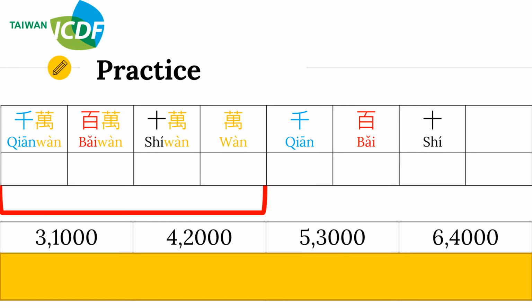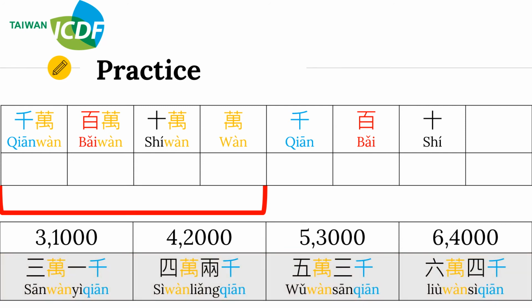Let's do some practices together. There are several numbers below. Please transcribe them into Mandarin. You could pause this video first if you need more time. The answers are 三万一千, 四万两千, 五万三千, 六万四千.